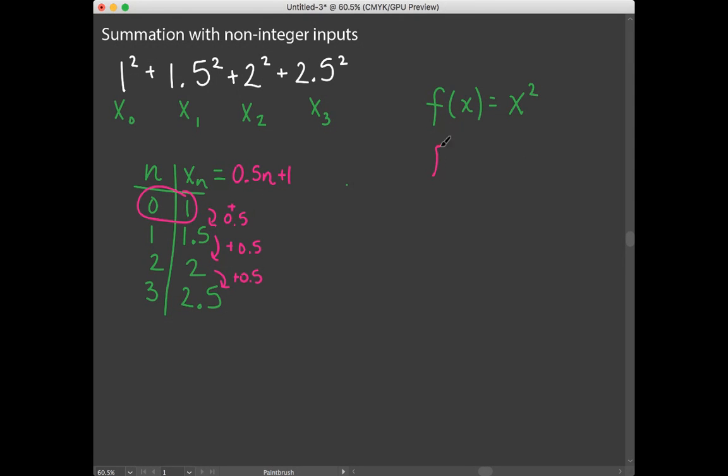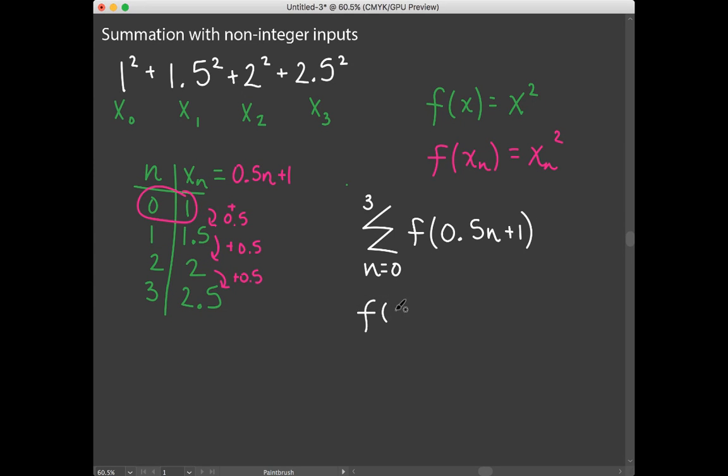So what we really want plugging into our function for our summation is x sub n, not x, right? We want to be plugging in these values here, but again, they're going to be based on the n. So if I go to write my summation now, I'm going to start from n equals 0 and go to 3. And what I'm going to plug into my function f is 0.5n plus 1.